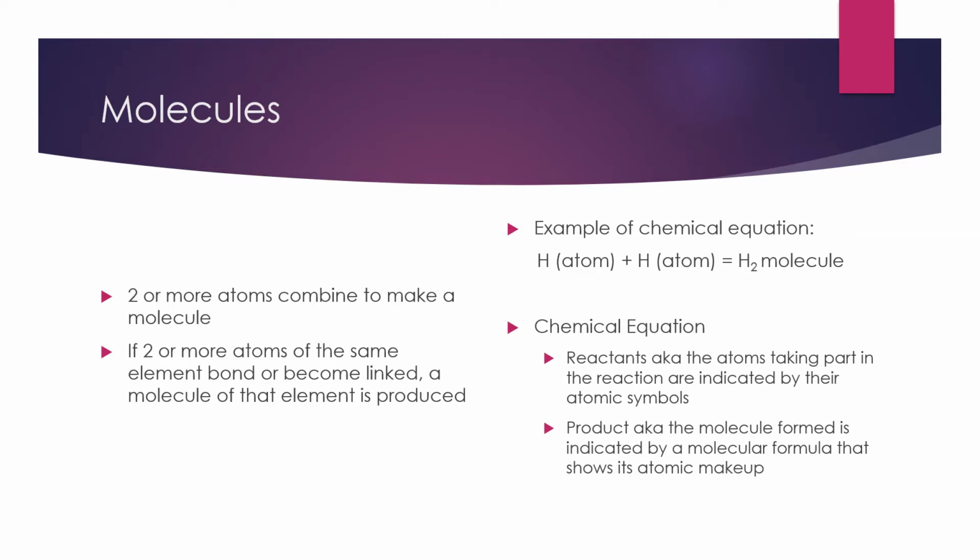So when you add 2 or more atoms together, it makes a molecule. If 2 or more atoms of the same element are bonded or linked, a molecule of that element is produced. So here we have a hydrogen atom and a hydrogen atom coming together to make a hydrogen gas molecule. The chemical equation would be the reactants, aka the atoms, indicated by their atomic symbols, so H plus H, and the product, aka the molecule that is formed, the hydrogen gas molecule, is indicated by the molecular formula that shows its atomic makeup. So its atomic makeup is 2 H's, so H subscript 2.